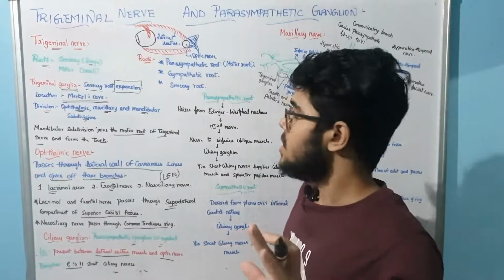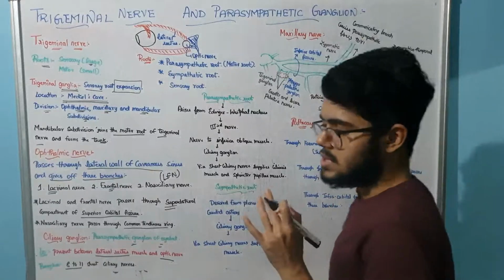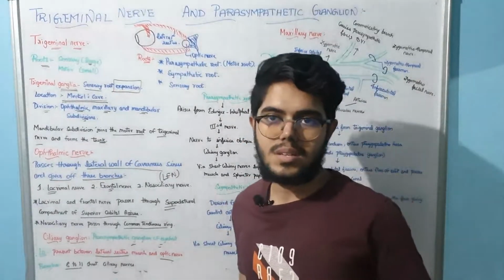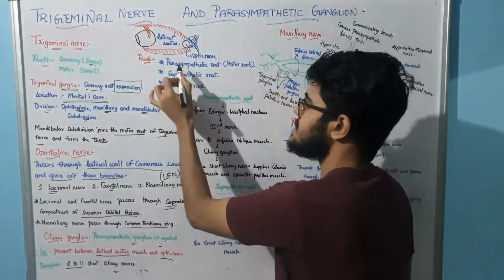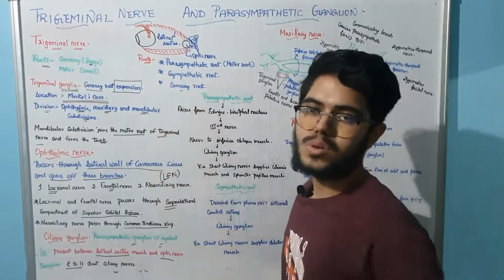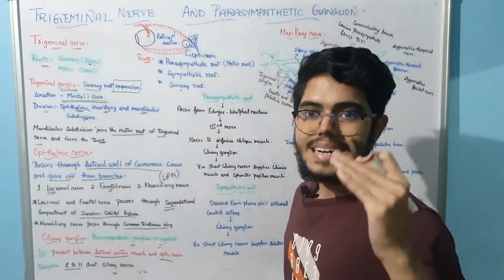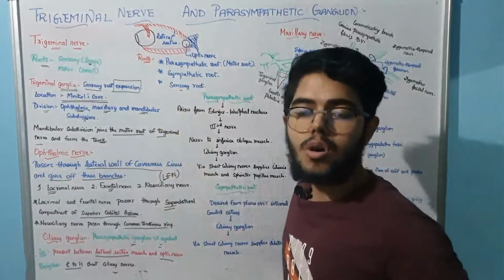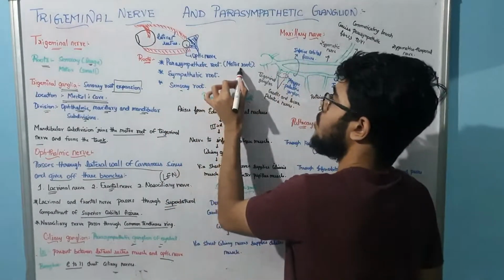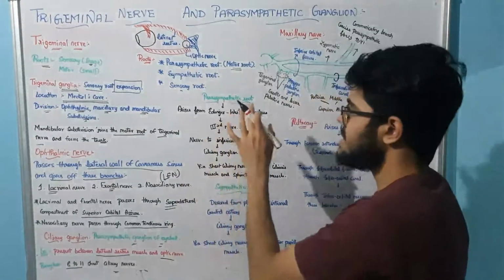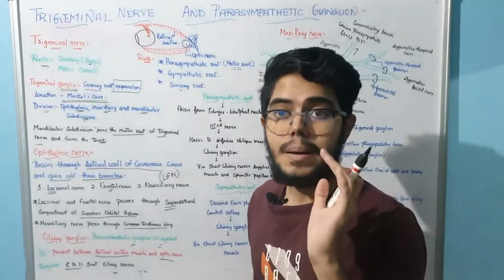Understand? Very simple. Now let us see the roots. The ciliary ganglion has three important roots to be understood, sir: a parasympathetic root, a sympathetic root and a sensory root. We will be discussing that in detail in the pathways. The parasympathetic root is also called the motor root. Understand? Okay, now let's see the parasympathetic root pathway.